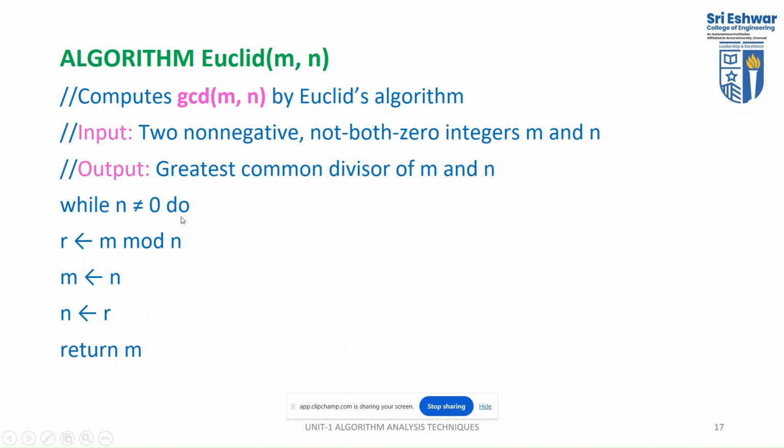Here the basic logic is to compute the GCD value of m comma n. While n is not equal to 0, calculate the remainder. The remainder will be calculated using the m mod n formula. After calculating the remainder, we will assign the value of n to m and the value of r to n. Again, we will proceed with this calculation, which is m mod n, until the value of n is equal to 0.